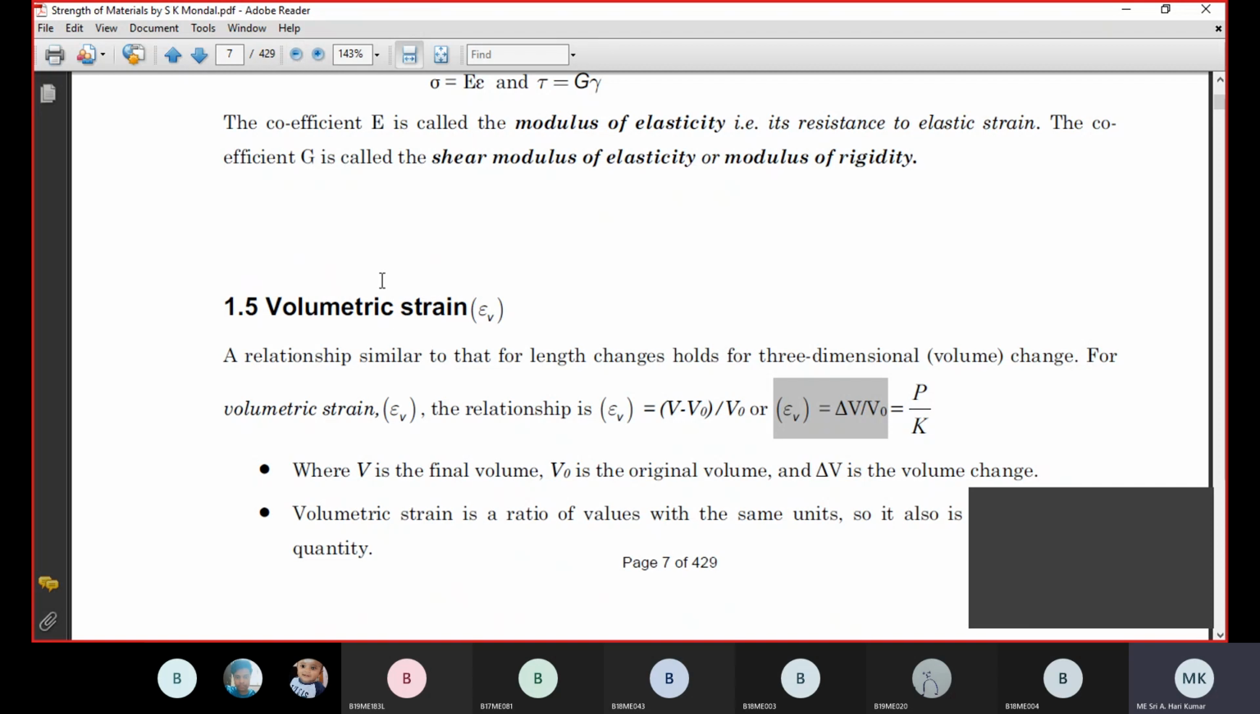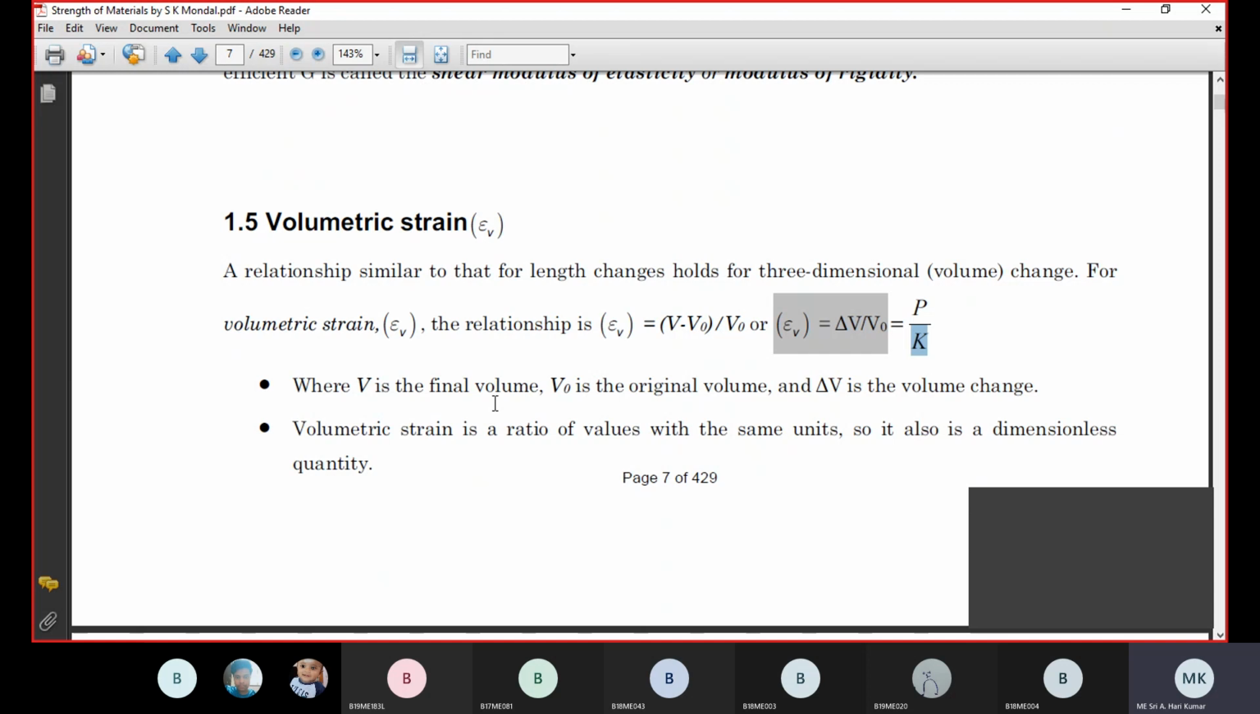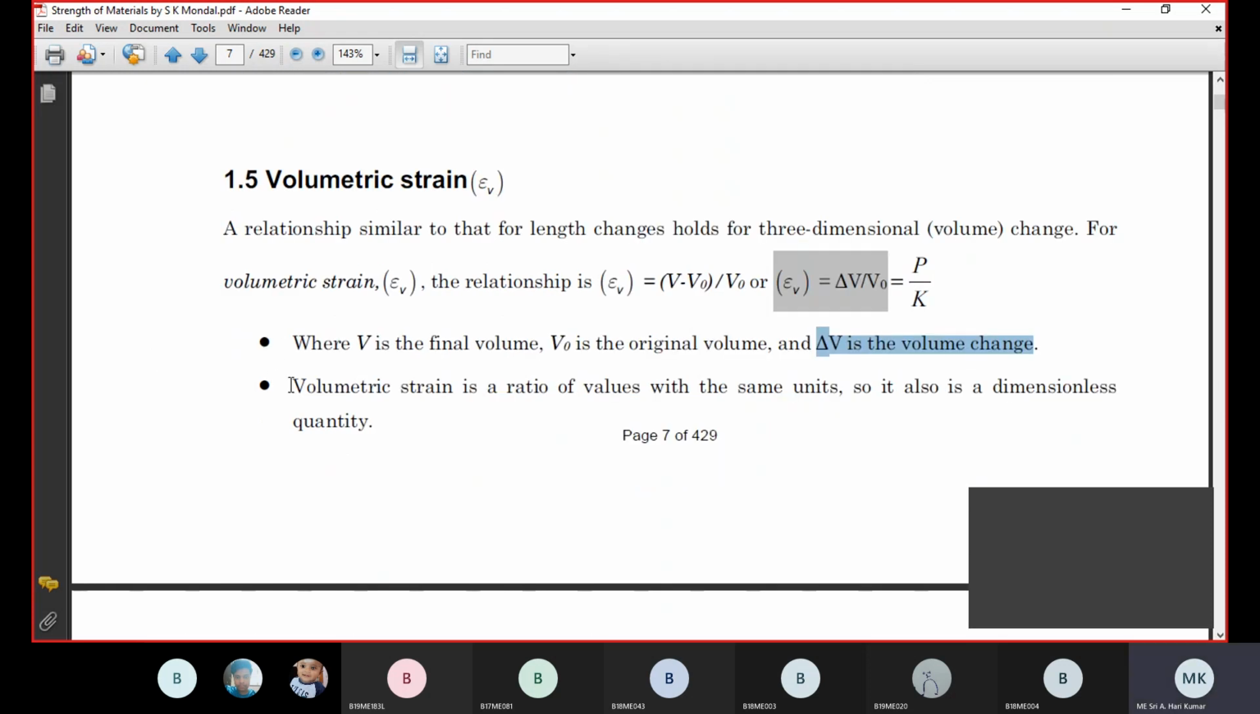For volumetric strain, the relationship is (V minus V naught) by V naught, or delta V by V naught, where delta V is the change in volume and V naught is the original volume. It is also taken as P by K, where P is pressure and K is the bulk modulus. Here V is the final volume, V naught is the original volume and delta V is the change in volume. Volumetric strain also has no units.